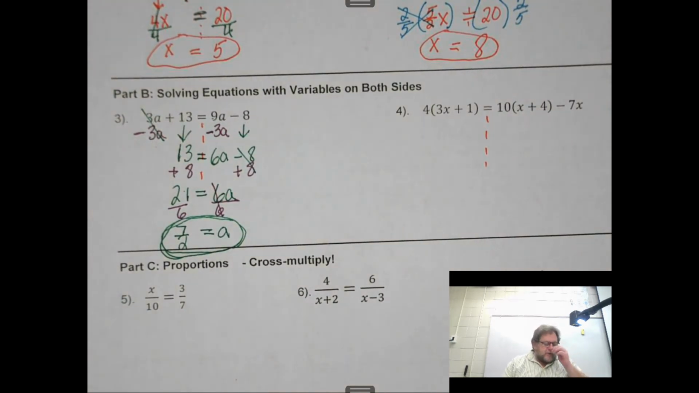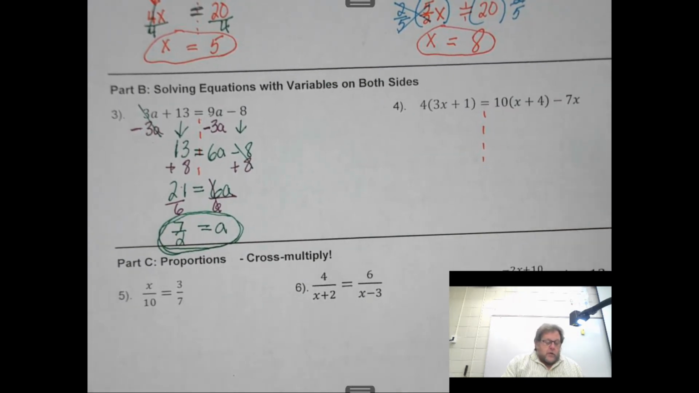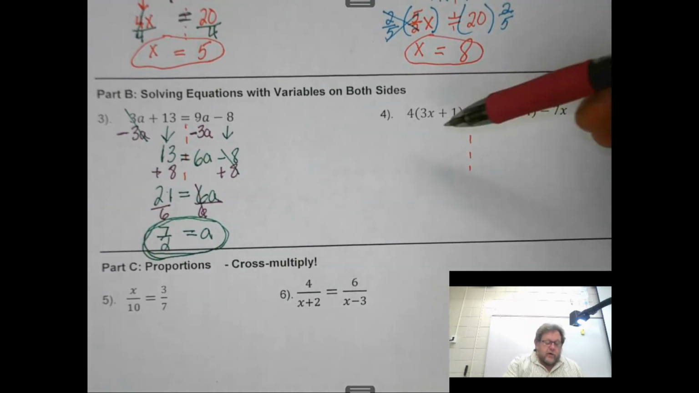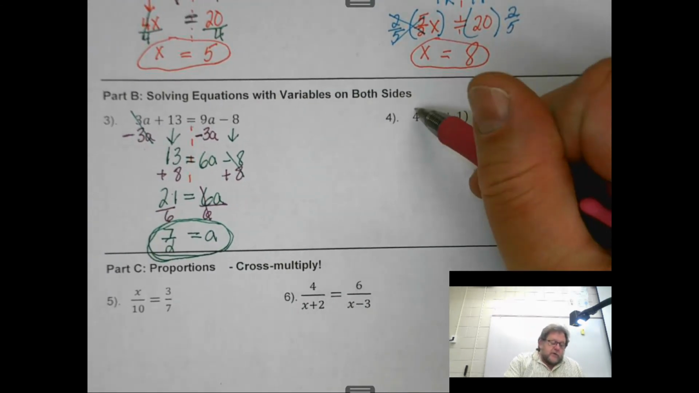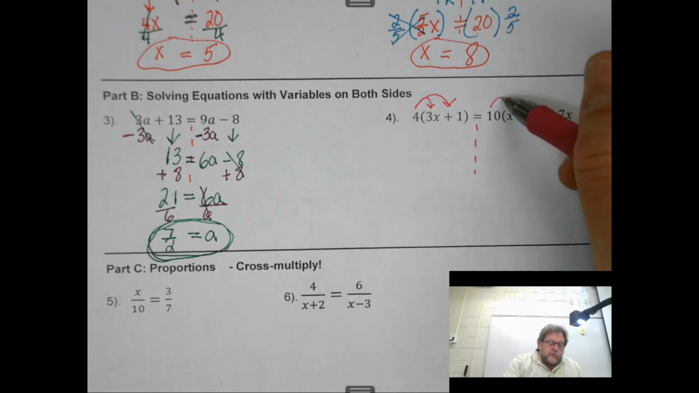All right, number 4. Now this time we have a number in front of parentheses, so you're always going to have to do distribution first. So I have 4 times 3x gives me 12x.